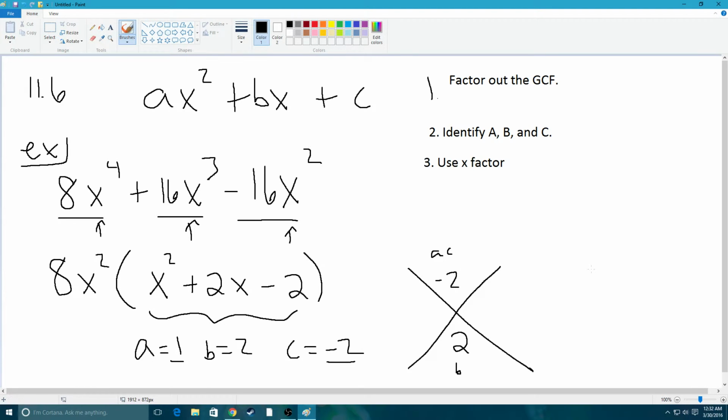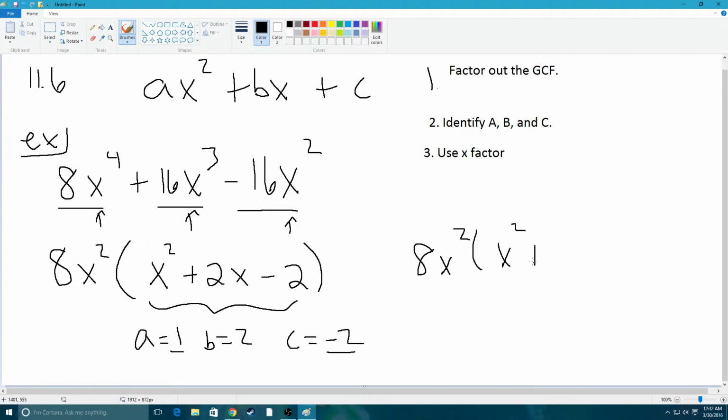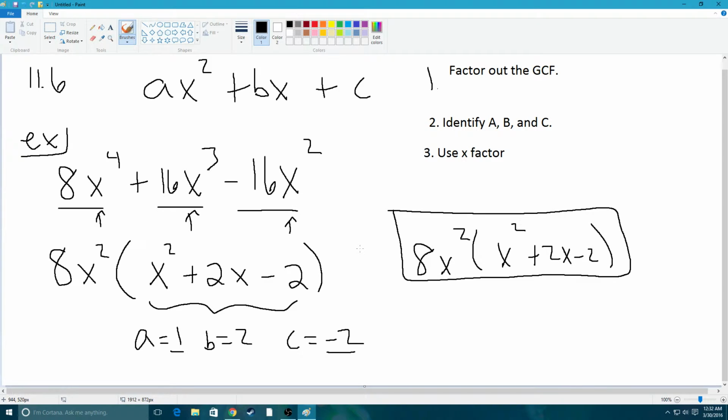And let's see, the only factors of negative 2 would be negative 1 times 2 or 1 times negative 2. And neither one of those are going to work. So it looks like our final answer for this problem is just going to be 8x squared on the outside and x squared plus 2x minus 2. As good as we can get. Sorry, folks. Wish I could tell you different, but I can't. That's the best you can do.